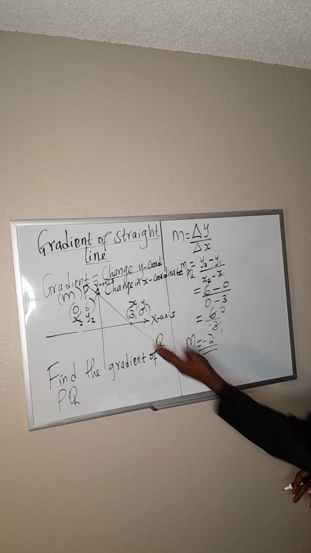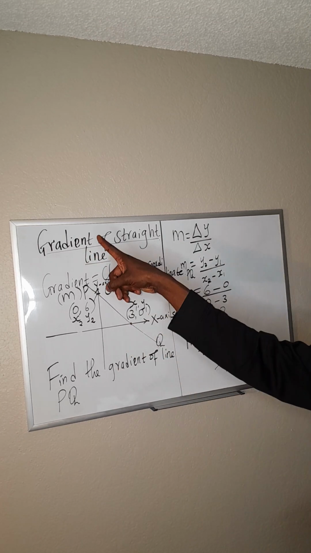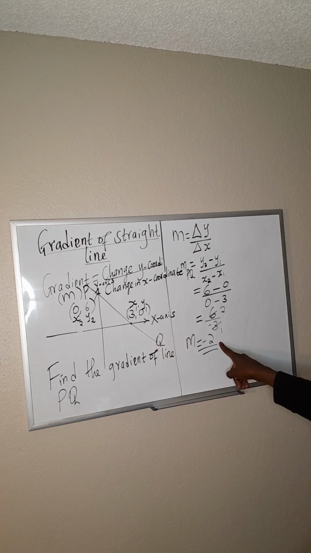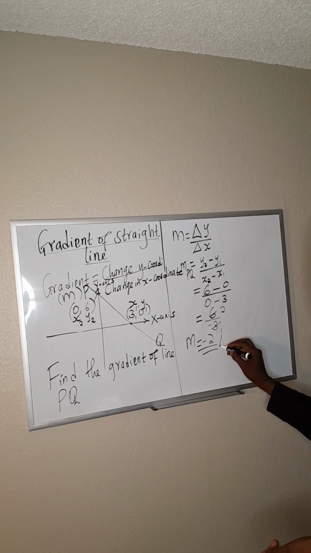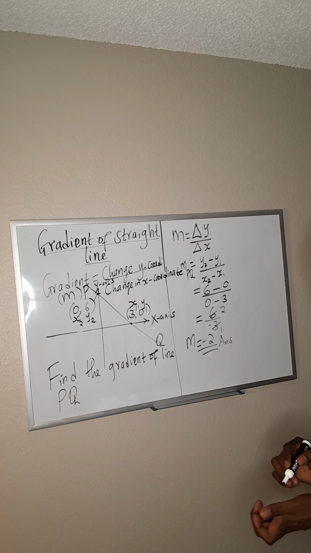And you can see the slope of that line. Because the line is descending, the gradient is negative. So that is how you find the gradient of a straight line given two pairs of coordinates.